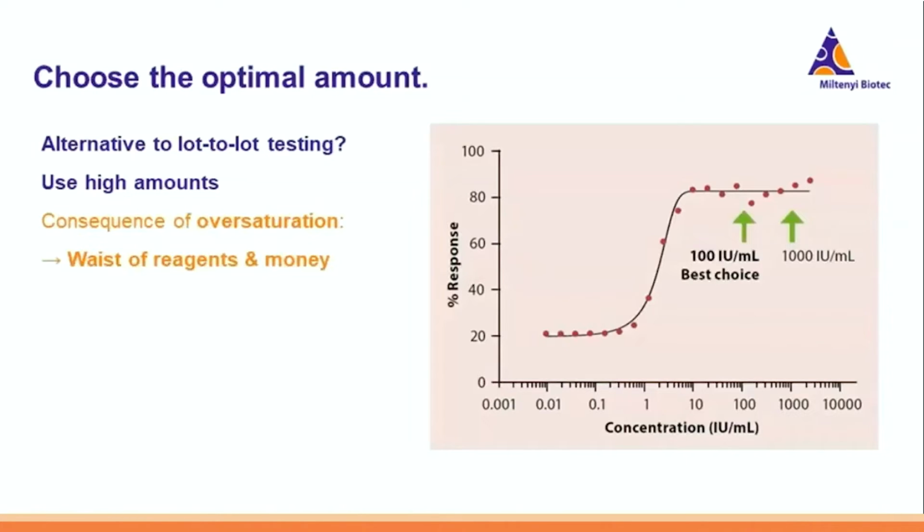This is shown on the example on the right. If you oversaturate, you can simply take 1000 units and you will end up in the plateau phase. But instead of 1000 units, you could also use 100 units and would get the same result, meaning you could save reagents and thus money if you dose according to the unit. That's the reason why it's important to know what you get.